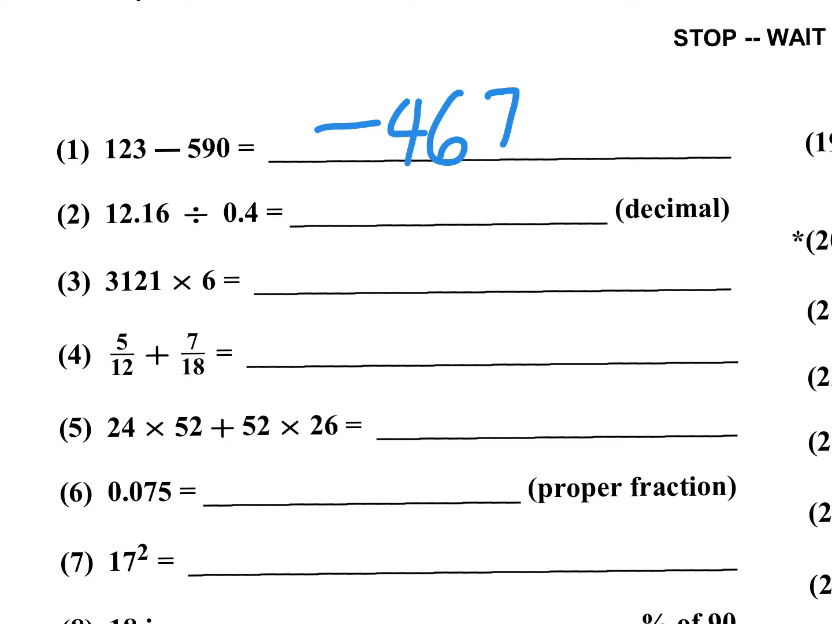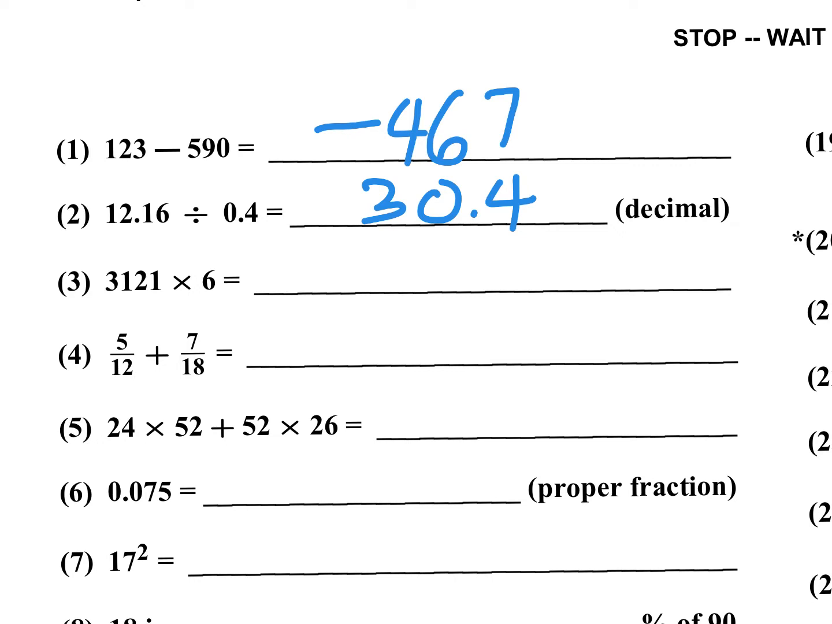Number 2, 12.16 divided by 0.4. 4 goes into 12 3 times. And then you have a 0. And then 4 into 16, that goes 4 times. But we move the decimal over 1, so it should be 121.6 divided by 4, so your decimal goes right there.